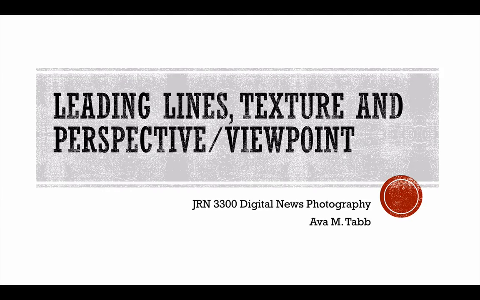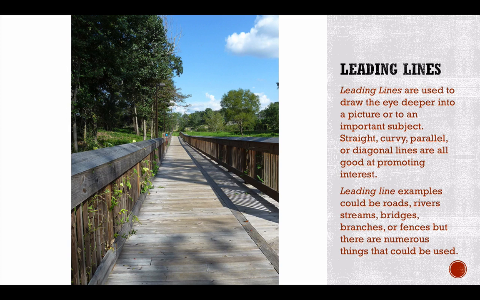The second photo assignment in digital news photography requires that you shoot, again, general composition: the first being leading lines, texture being the second composition, and perspective or viewpoint. Already you should have completed the first Photoshop assignment that deals with probably the most basic compositions of rule of thirds and also framing. Here, leading lines.